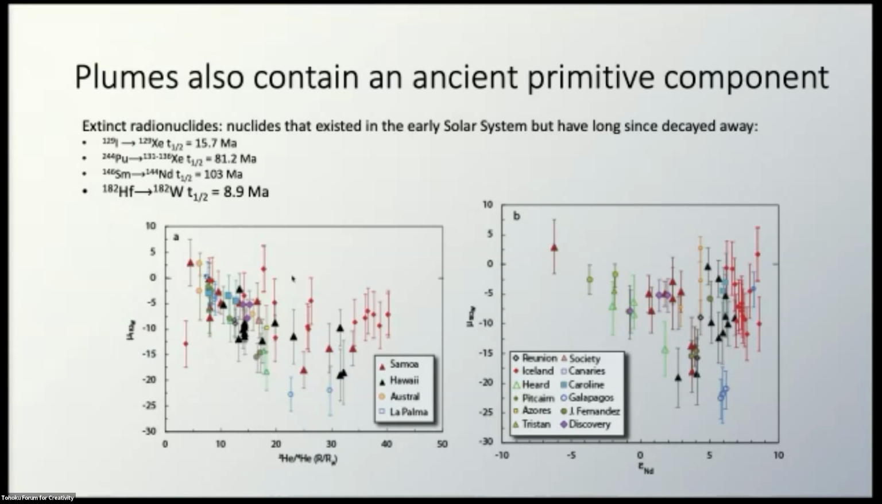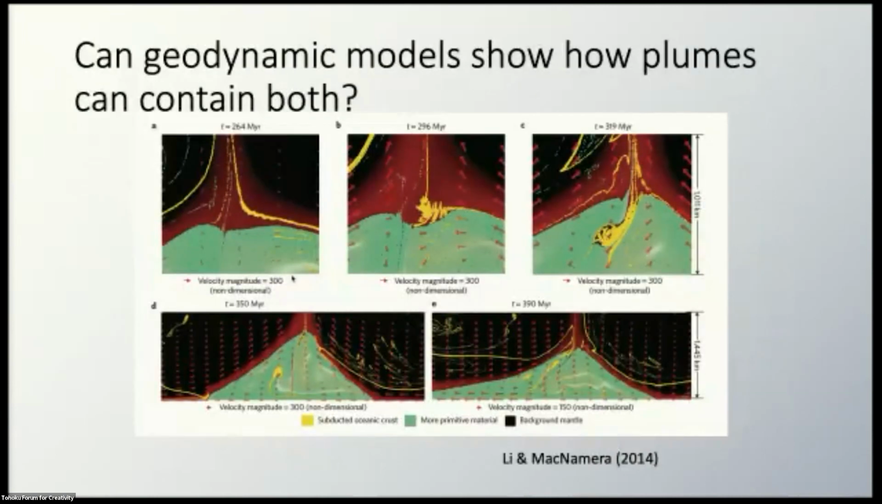High helium-3 to helium-4 means something more primordial, less degassed. So plumes also contain material that's less degassed and has this anomalous tungsten because of the short half-life of hafnium, which must have been created in the first few tens of millions of years of solar system history. And this is plotted versus neodymium isotopes. So plumes have both a primordial component and a recycled component.